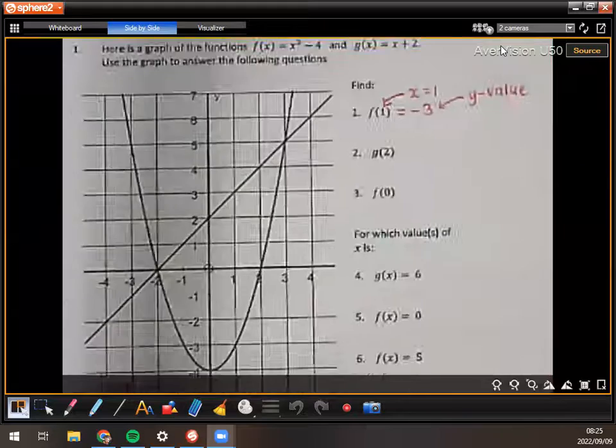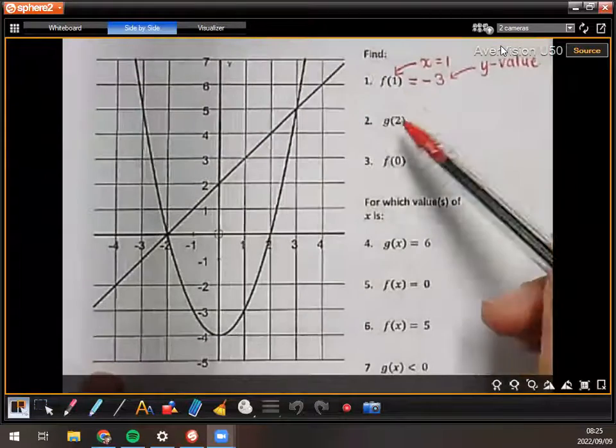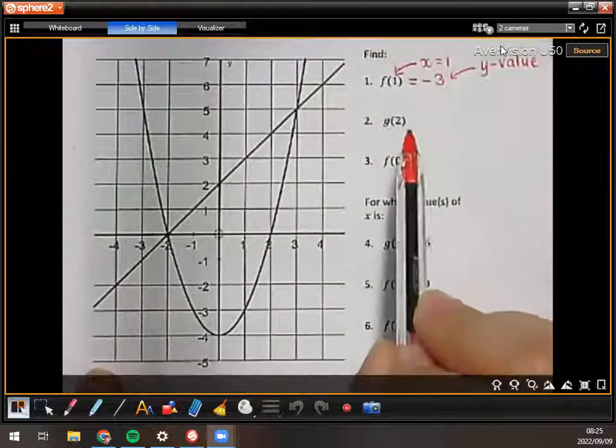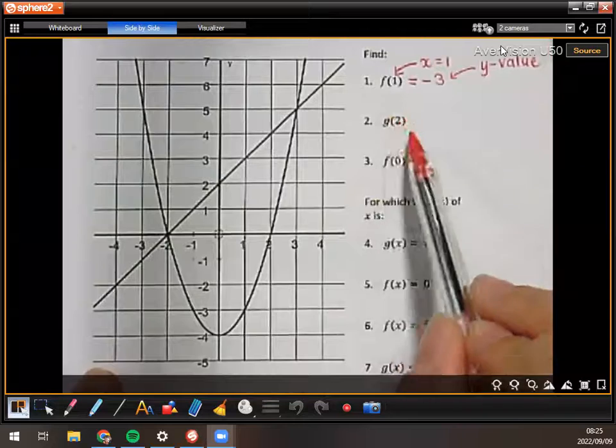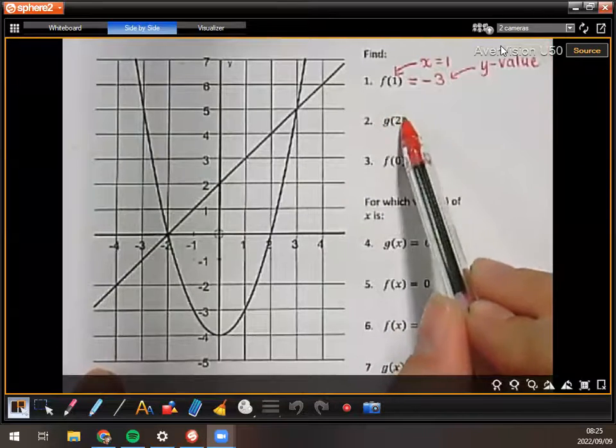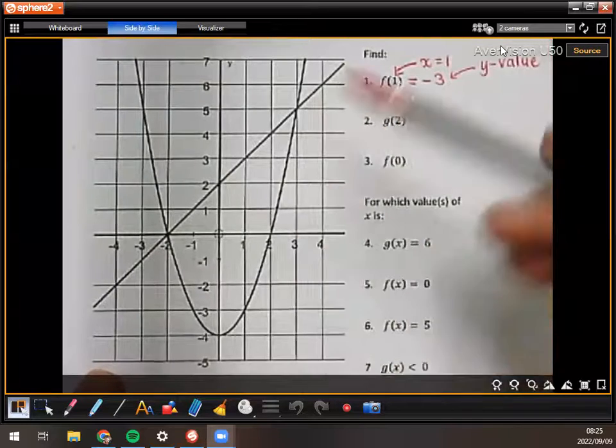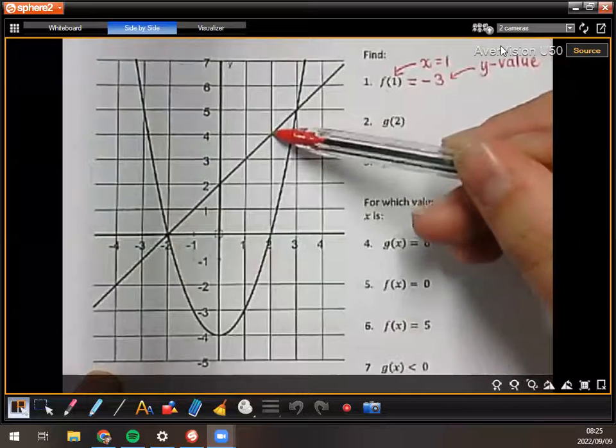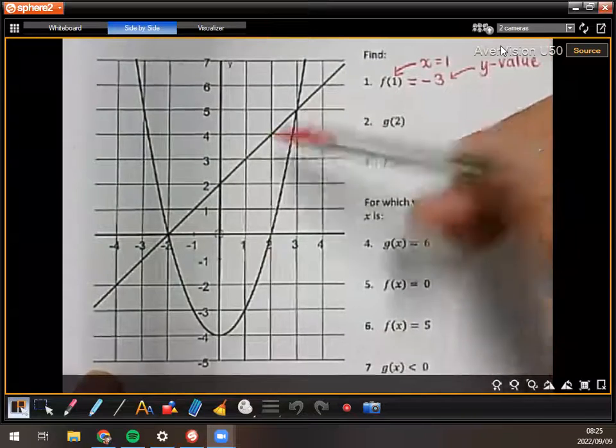Okay, g of 2. I'm looking at that one as well. g is now which graph? The straight line. So we're looking for the y value of the straight line where x is equal to 2. Straight line is over there. We look for x equals 2. That is the y value. It is 4.